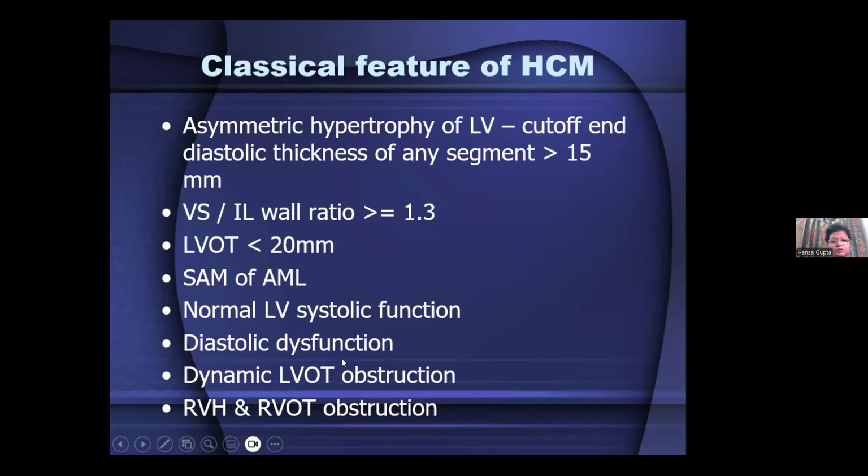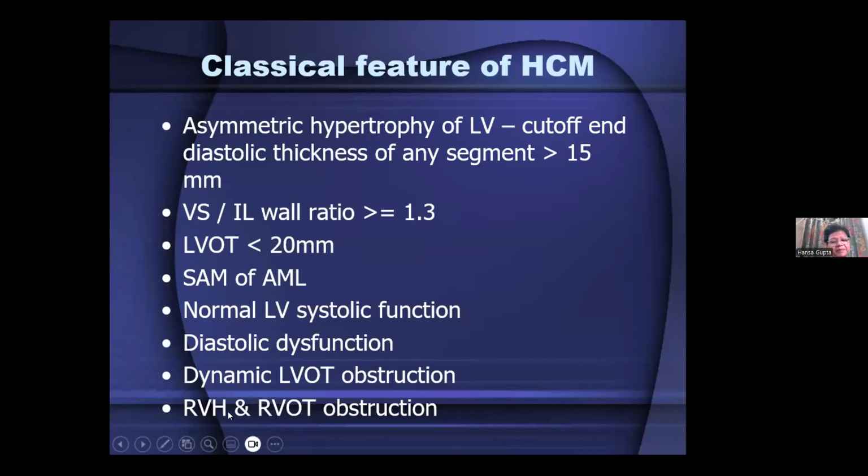Okay, so next is dynamic LVOT obstruction. So it is dynamic, not fixed. Where do you find fixed? It is found in valvular aortic stenosis. So this is a dynamic LVOT obstruction, and this is also one of the reasons for the symptoms of the patient. I'll tell you the importance of this LVOT obstruction also, because these are a few things which you need to mention in your report and evaluate to have a complete reporting.